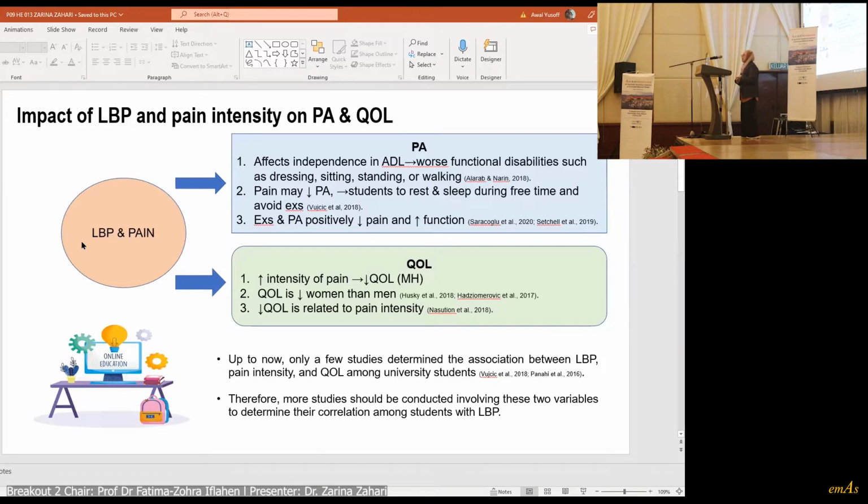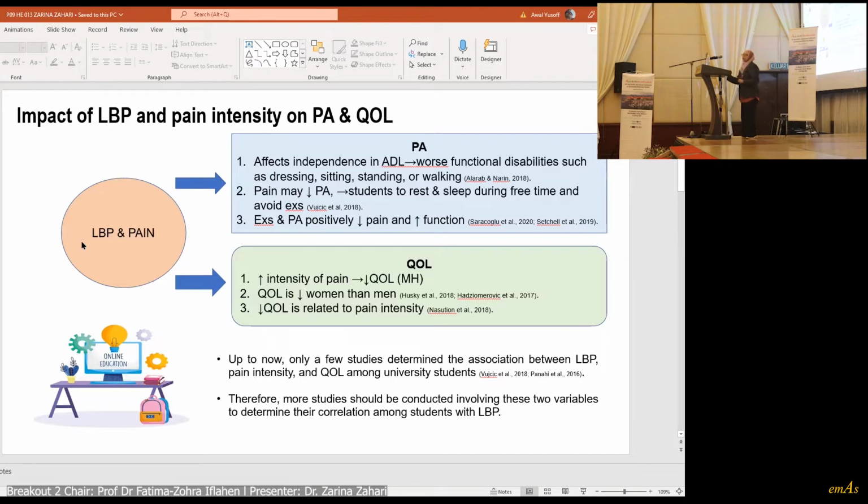Secondly, pain may reduce physical activity, whereby students need to rest and sleep during free time and avoid exercise because of the prolonged learning situation. Thirdly, exercise and physical activity positively reduce pain and increase function. That's what is supposed to happen. However, during the MCO period, this physical activity was restricted.